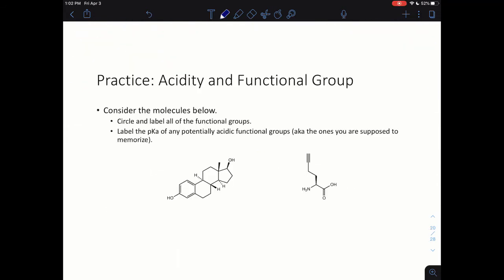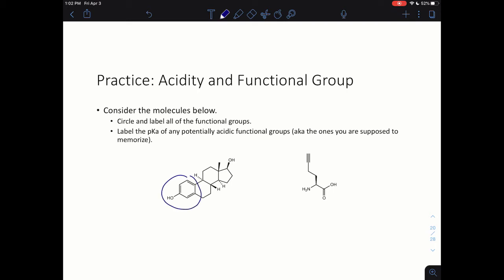Before we use these pKa values to make predictions, let's take a moment and see if we can identify some of those potentially acidic functional groups on the molecules shown here. So you can pause, or you can play along with me.